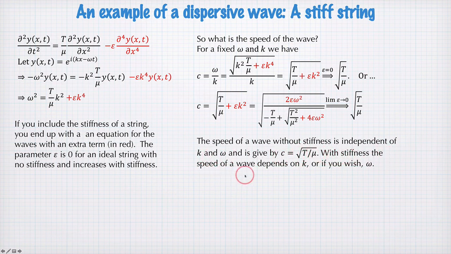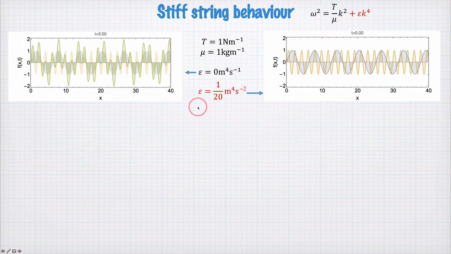With stiffness, the speed of the wave depends on k, or if you wish, omega, and in particular, as k increases, the speed increases, which means as lambda, the wavelength, decreases, the speed will increase. So what effect does this have on wave propagation? Let's look at the stiff string behavior using the example videos that we had earlier.